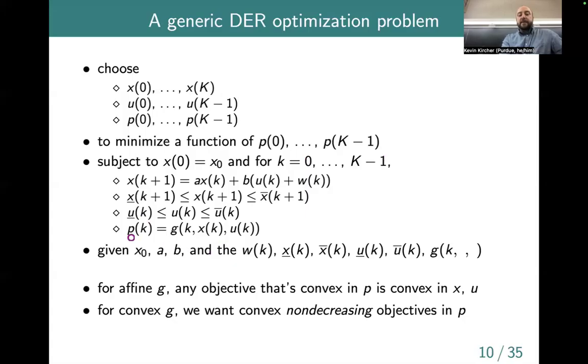So if this function g is affine, which is the case for some but not all of our DERs, then all we really care about is that the objective function here is convex. That's kind of all we need. We don't need to think about monotonicity. But in some cases, this function g is a convex function. And in that case, we want the function that gives us the objective to be not only convex, but also non-decreasing, so that we get convexity of the overall optimization problem.